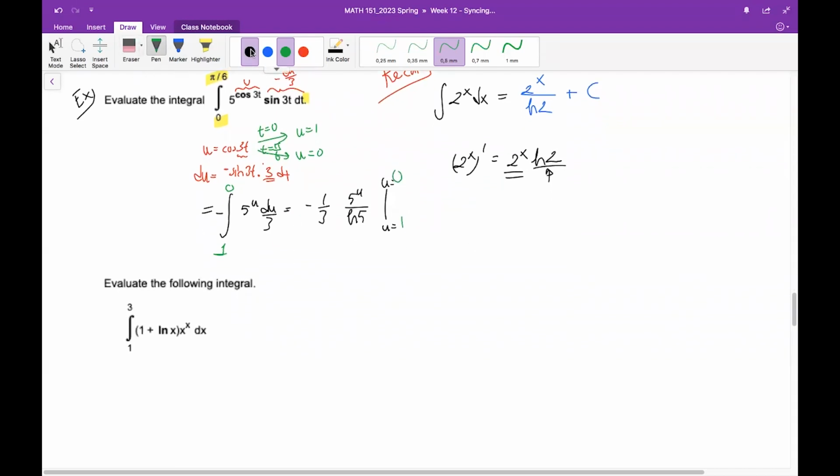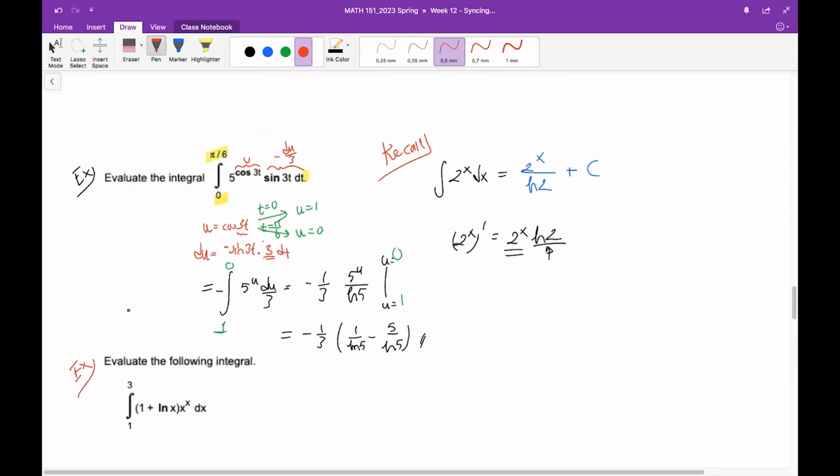So if you insert these upper and lower boundaries, you will obtain the result as 1 over 3. 5 to the power 0 is 1, minus 5 to the power 1 is 5. So the result of this definite integral is this real number. Okay, any question about this solution? If not, I want to deal with the next example.